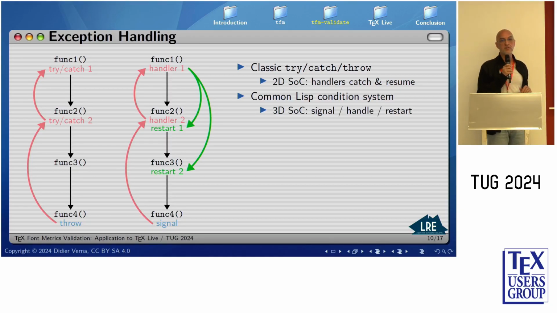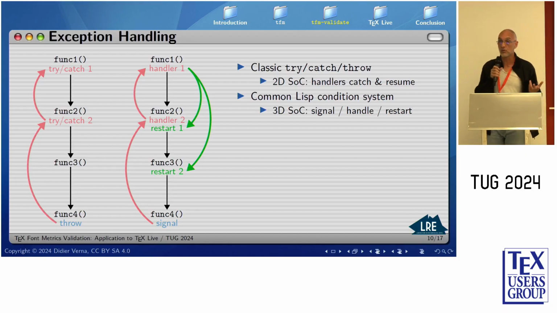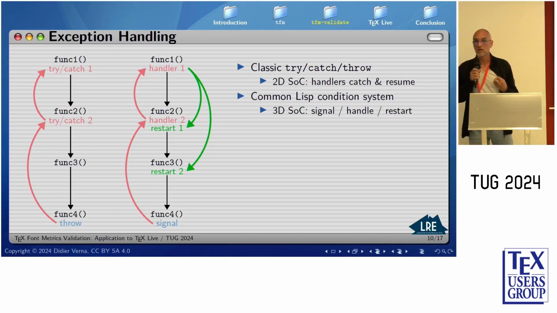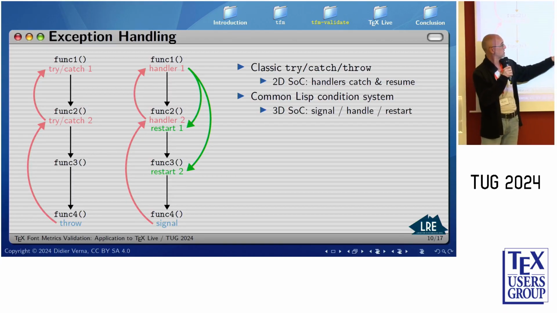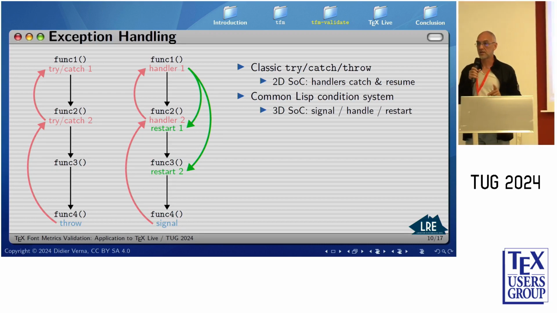It has a three-dimensional separation of concerns. In this system, you have the possibility to signal a condition, which is the same thing as throwing an exception. You have handlers that have the ability to catch conditions, but the big difference is that when a condition is sent up in the stack, the stack itself is not unwound. So it means that you can establish restart points at different places than where the exception was caught.